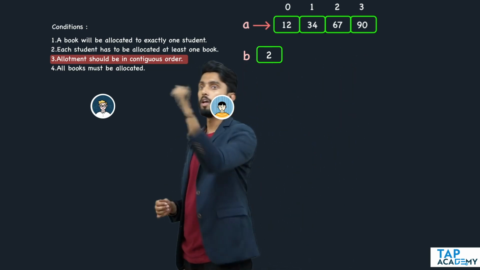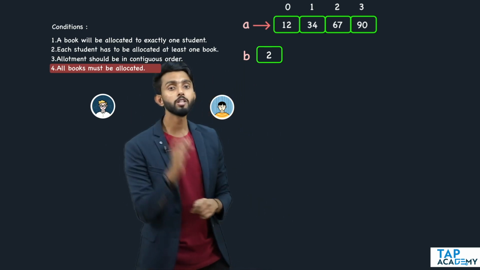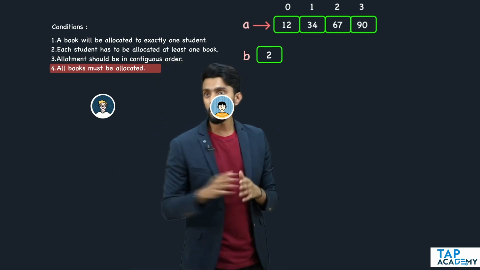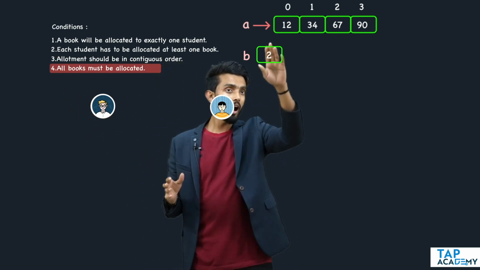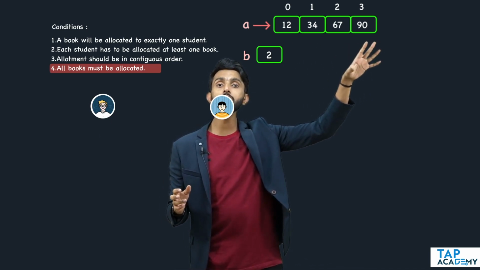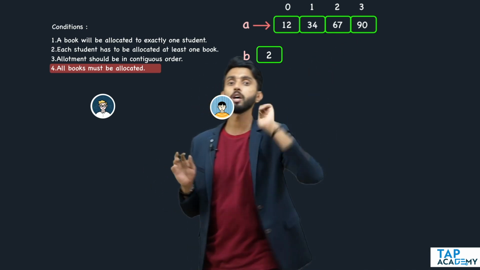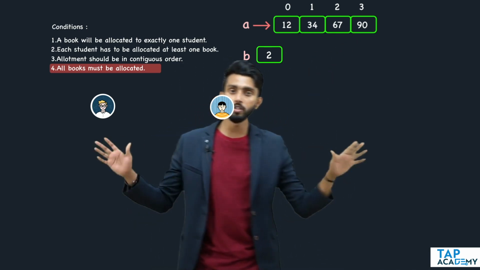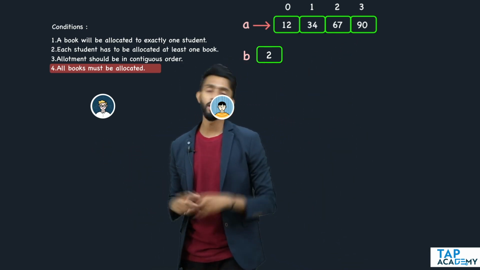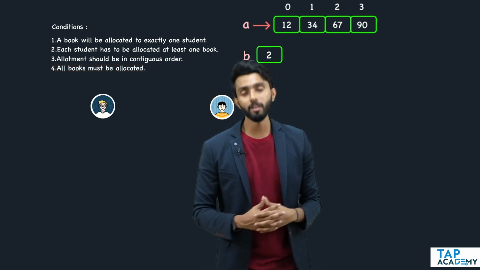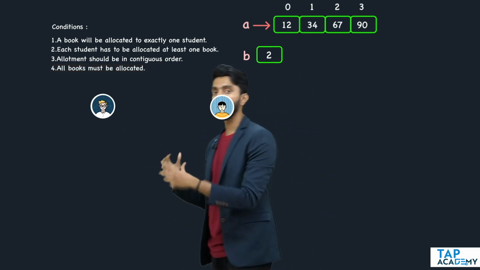I hope you're able to think. Next, all books must be allocated, which means ultimately you can't leave even a single book unallocated. You must make sure all books are allocated to the given number of students. No book should be left out. I hope you're able to think. Now, keeping these conditions at the back of our mind, how would you go about doing this allocation?